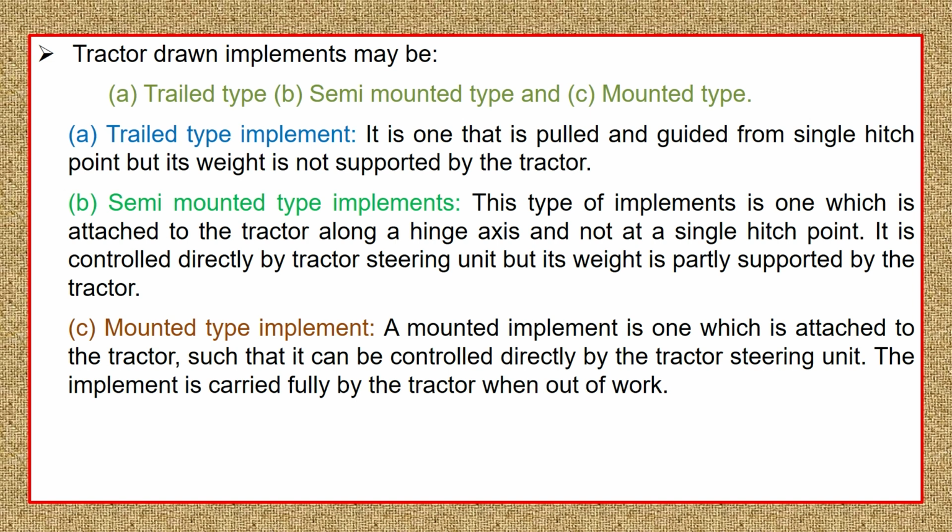The other two categories of tractor-drawn implements are semi-mounted type implements and mounted type implements. In the case of semi-mounted type implements, as the name suggests, it is neither mounted nor trailed. So it falls between mounted type and trailer type implements. This type of implement is attached to the tractor along the hinge axis and not at a single hitch point. In that way it is not a trailer type, but it is controlled directly by the tractor steering, but it is not supported by the tractor, and that's how it becomes semi-mounted.